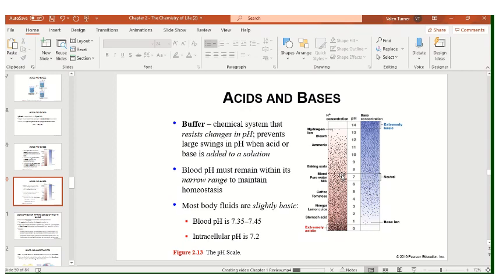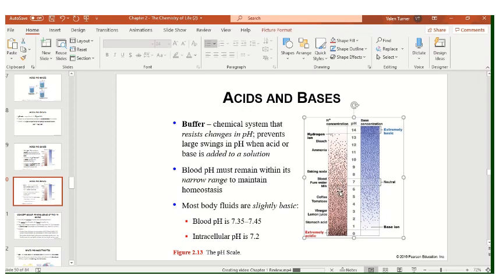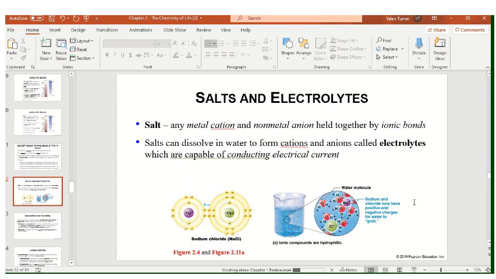Why? Because I have buffers resisting that change. It's preventing me from becoming too acidic or too basic. That's the job of a buffer. So you have buffers in your body to help keep you close to neutral, help resist large changes in pH. All right. And then the last inorganic substance is a salt. You already know all about salts. Salts are the result of a metal transferring an electron to a non-metal, forming an ionic bond.